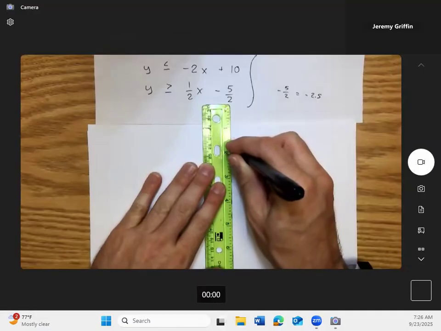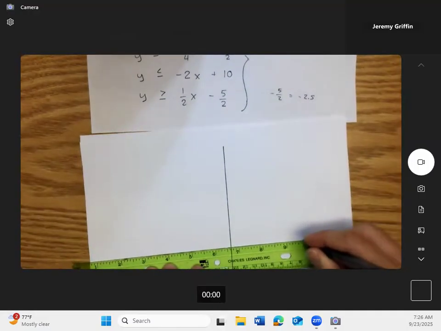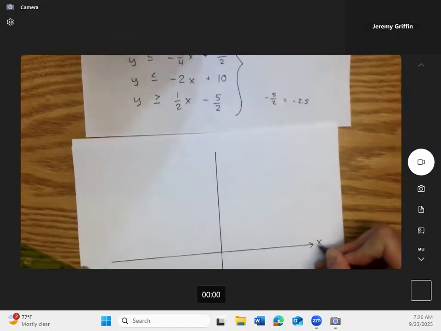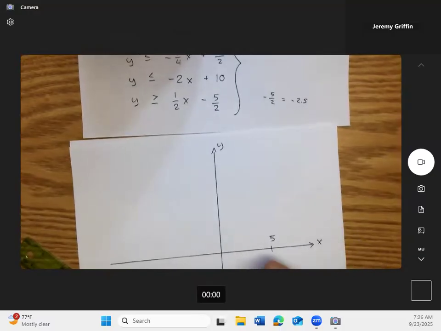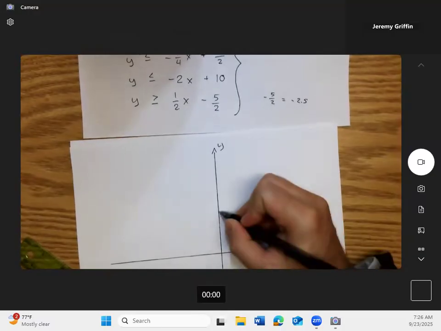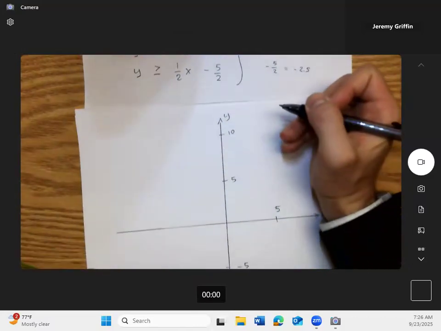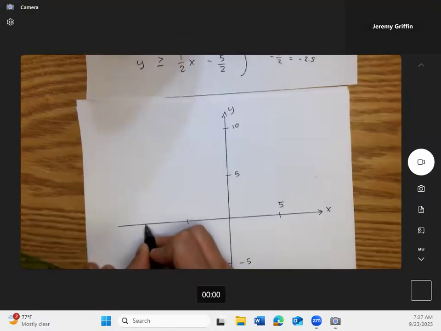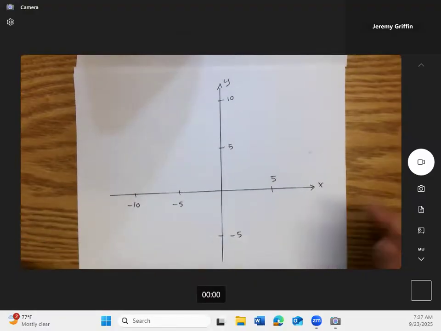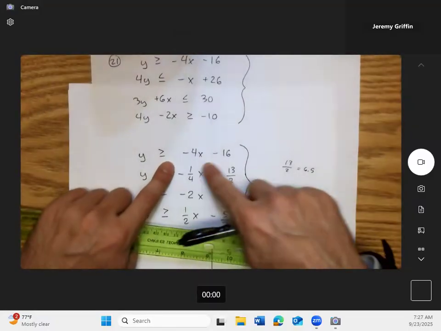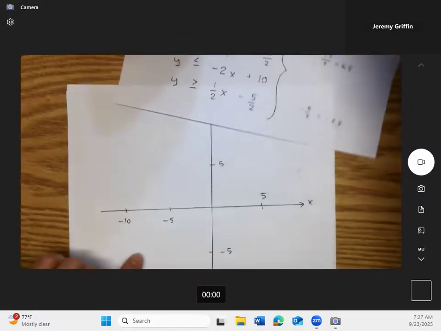This one I have worked out ahead of time because this was a little tricky. So the x-axis, y-axis, I'll take this to 5 right here. It's going to be -5. This can go 5, 10, and then go -5, -10. Okay, so there we go. So one at a time. I got -4x minus 16.